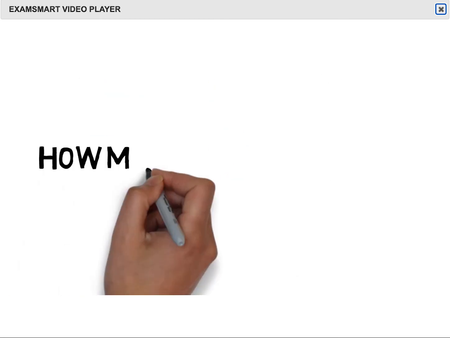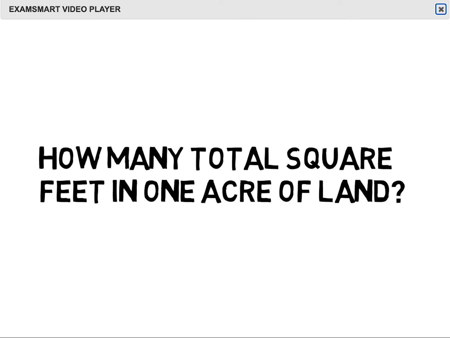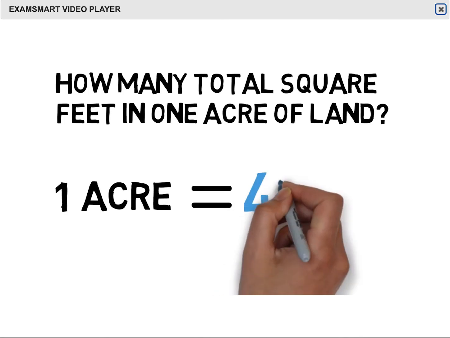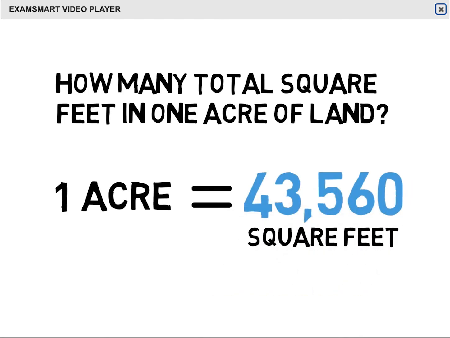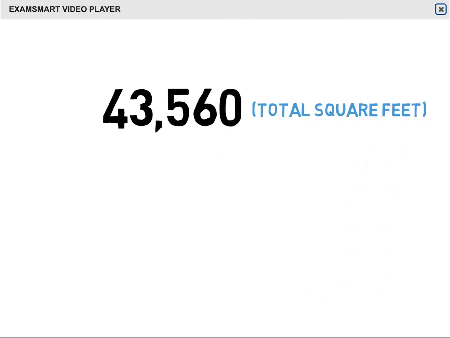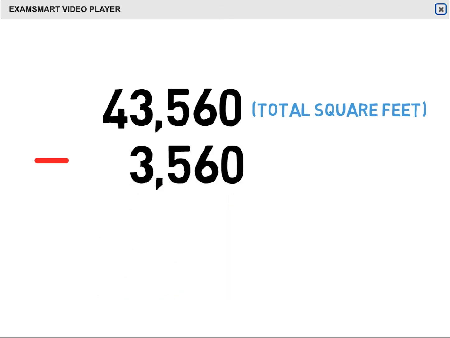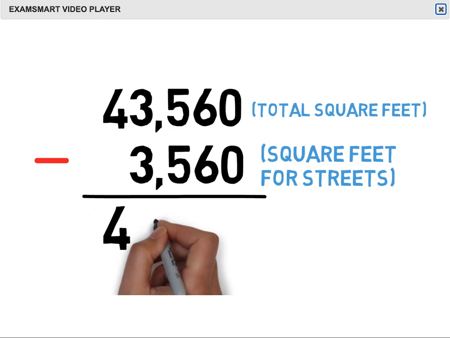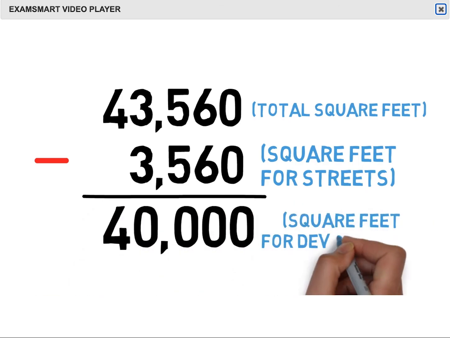Next, we need to find out how many total square feet we have in our 1 acre of land. Here's where you have to memorize that every acre contains 43,560 square feet. So we will take 43,560 total square feet and first subtract out the amount taken out for the streets, the 3,560 square feet. So if we take 43,560 minus 3,560, that leaves us 40,000 square feet left over for our development.